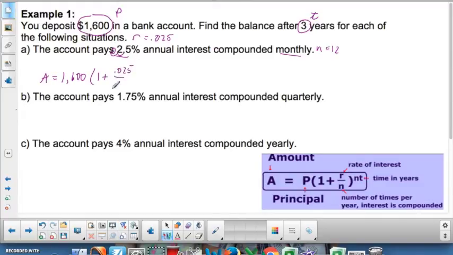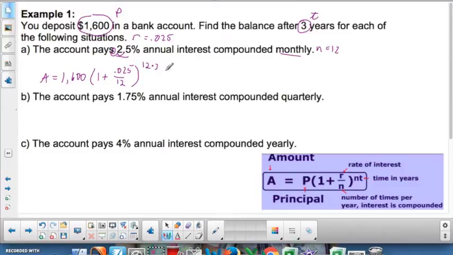And then in the denominator of the fraction, I'm going to put my n, which in this case is 12 because it's compounded monthly. Then my exponent has two pieces to it. It's n times t. So 12 is my n times the number of years, and we were told to think about 3 years. So this is what my problem's going to look like.